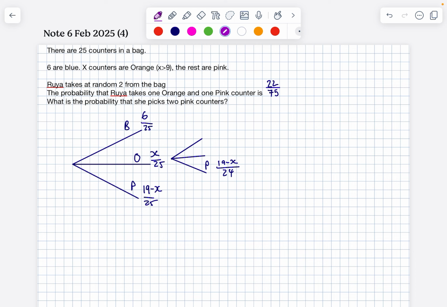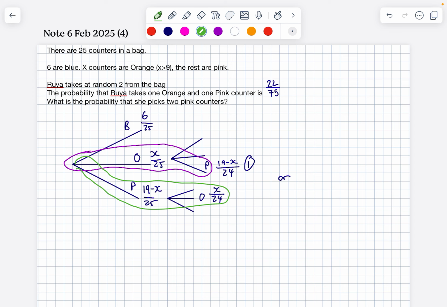Now, is there another way that this can happen? Well, there is, because if she picks a pink, she could pick an orange. And the probability of picking an orange a second time: this time, the orange has not been picked, so there is still X, and that is over 24. So we have 2 paths: the first path, which is orange and then pink, or the second path, which is pink and then orange.